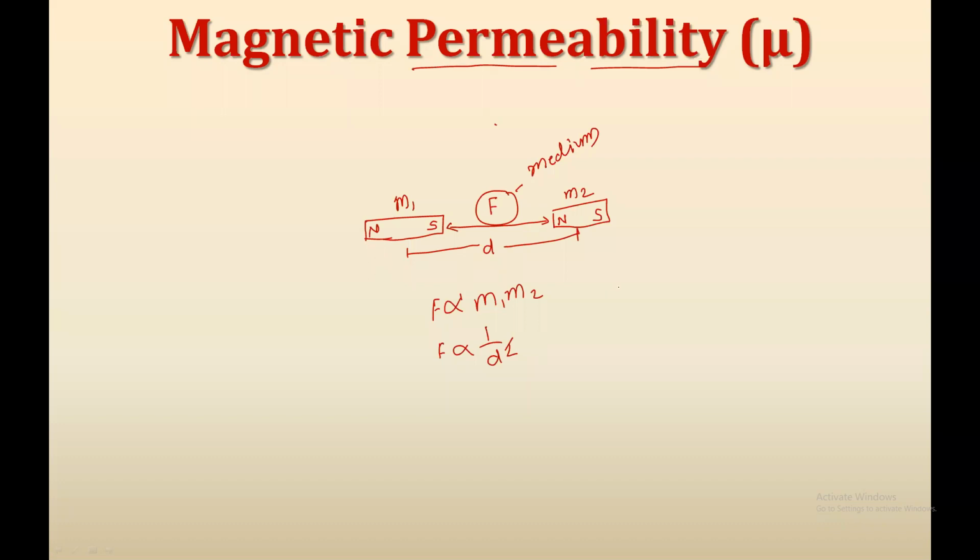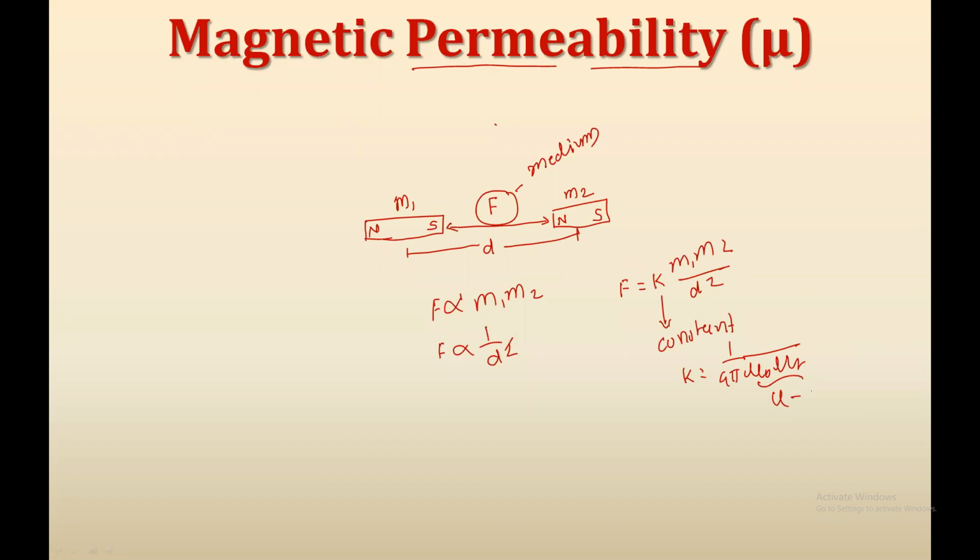Is it right? That's why we have written the formula F equals K m1 m2 upon d square, where K is the medium constant. And this K has its value 1 upon 4 pi mu 0 mu r. And this mu 0 mu r is nothing but mu. We call it the magnetic permeability.